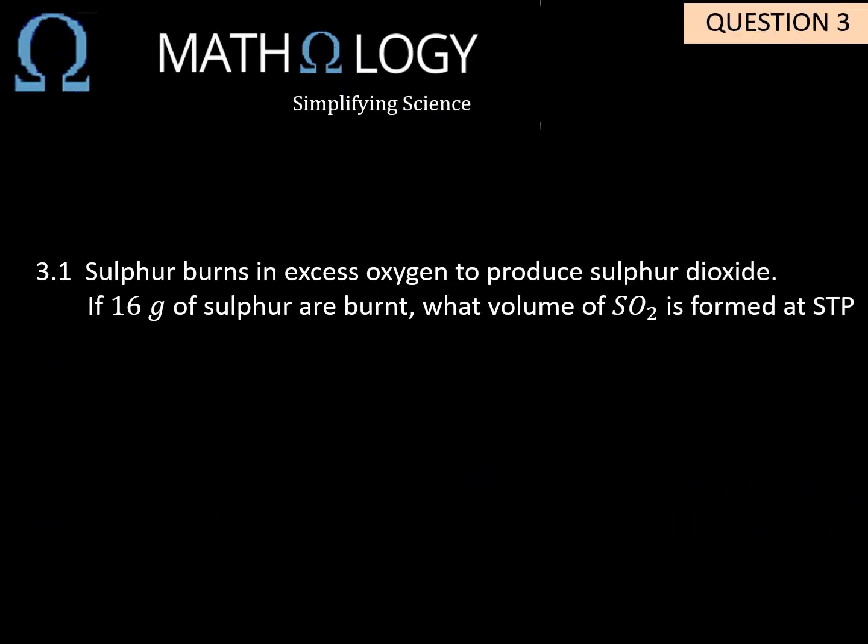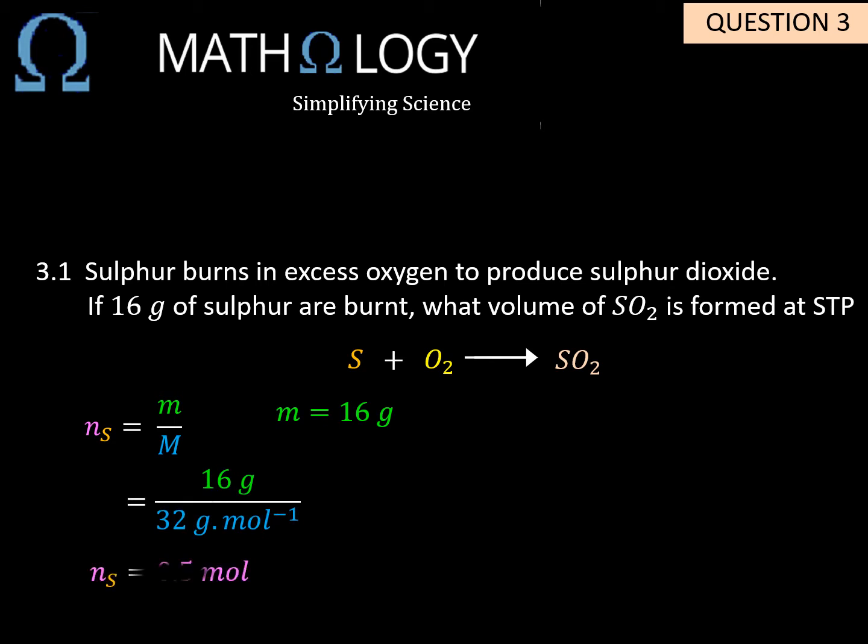Before we can determine what volume of sulfur dioxide is formed at SDP from burning 16 grams of sulfur, we first need to write down a balanced chemical equation. Next, calculate the number of moles contained in 16 grams of sulfur. Now, use mole ratio to determine how many moles of sulfur dioxide are formed from burning 16 grams of sulfur.